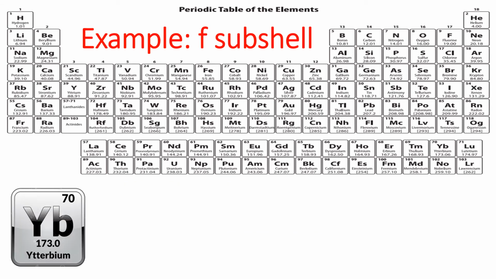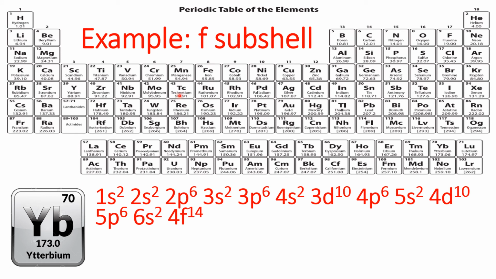And finally, your f subshell. We will have ytterbium, element number 70, as our example for the full electron configuration. Remember that your f subshell is always 2 less than its row. So let me show you the example. This is the electron configuration of ytterbium.